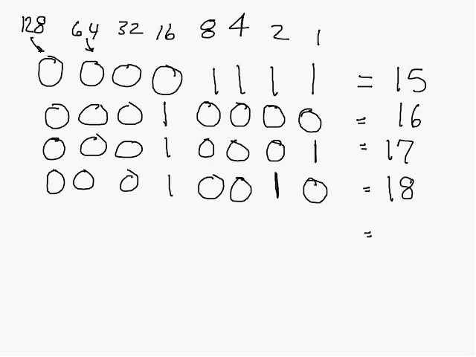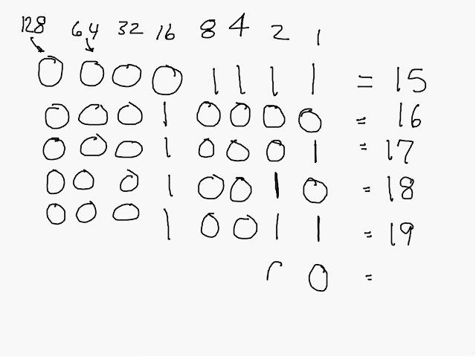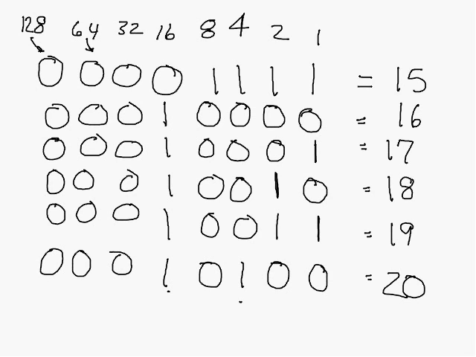For 19, 0, 0, 0 on the leading part. The first position can be incremented to 1. The second position can be left alone since we incremented the first one. Let's write the others as they were. That gives us 16 plus 2 plus 1, which is 19. All right, in the next case, 1 is full, we'll set it back to 0. 1 is full, we'll set it back to 0. We'll increment the 4 position. And 16 plus 4 is 20.